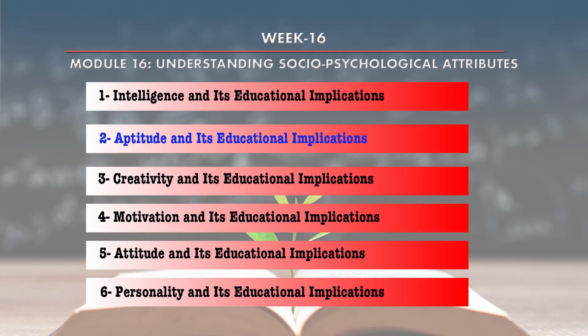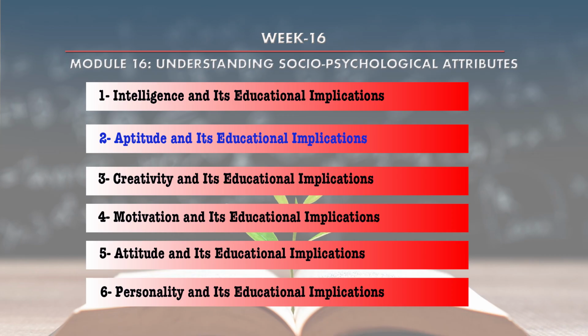In this course, a total of 16 modules are there, and presently we are in the last module, that is the 16th module. I have already said that the title of the module is Understanding Socio-Psychological Attributes. In this module, 6 important lessons are there. I am just taking the names of the lessons. First is Intelligence and its educational implications, then Aptitude and its educational implications. We have already discussed the first lesson in our earlier session, and today we are going to discuss the second session, that is Aptitude and its educational implications.